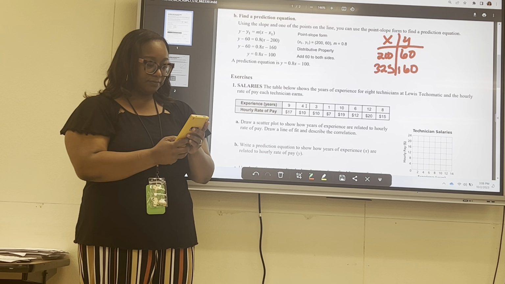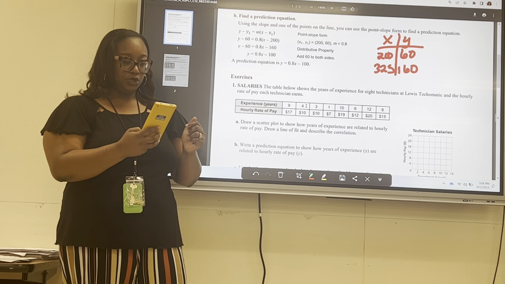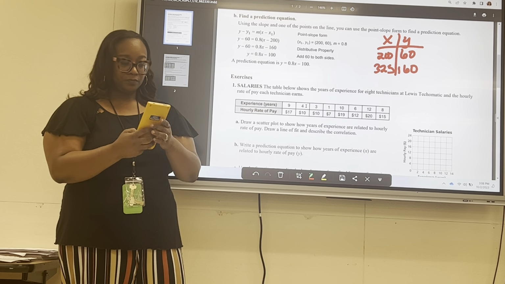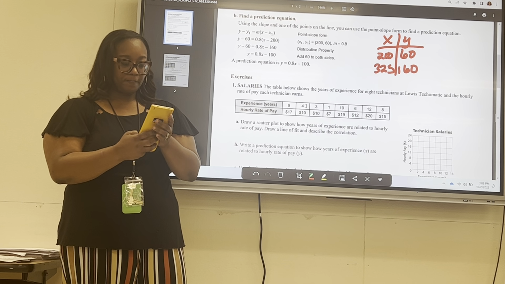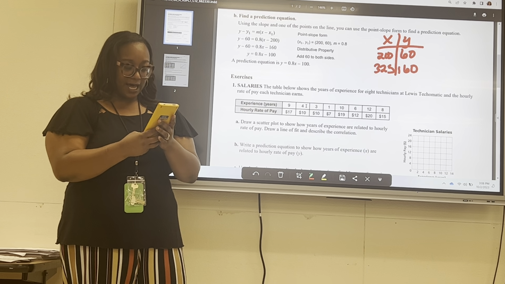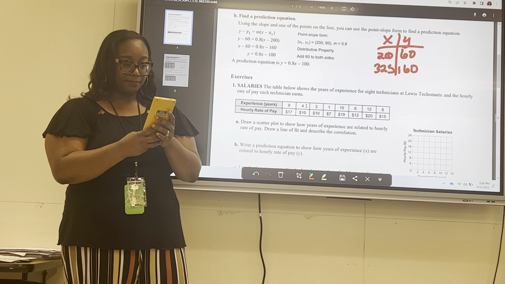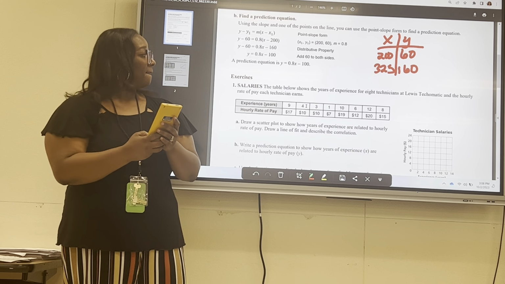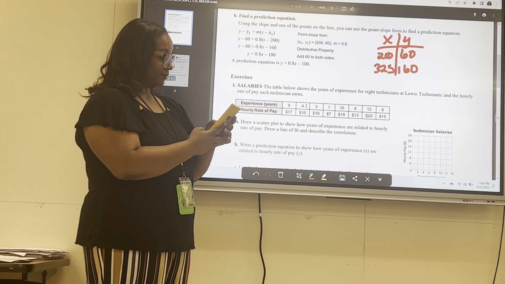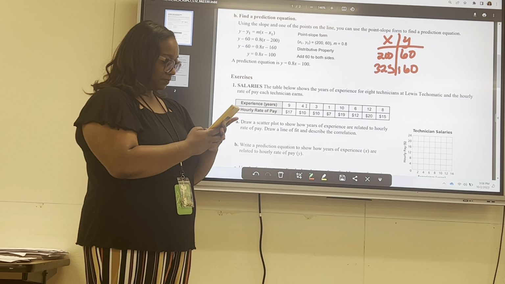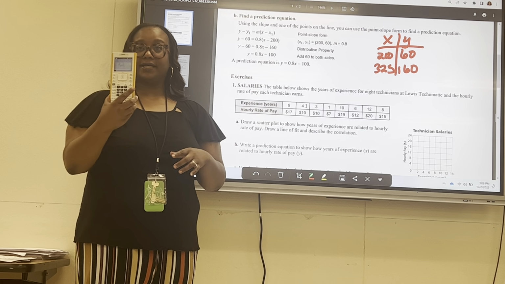So I'm going to click on my home button. I'm going to create a new document to delete out all the other stuff that I had in. Do you want to save this document? No. Click back on my home button. I'm going down to lists and spreadsheets. I'm going to label my A column X. I'm going to label my B column Y. And then from there, I'm going to hit 200, 325, and I'm going to hit 60, 160. Has everybody got their data in?